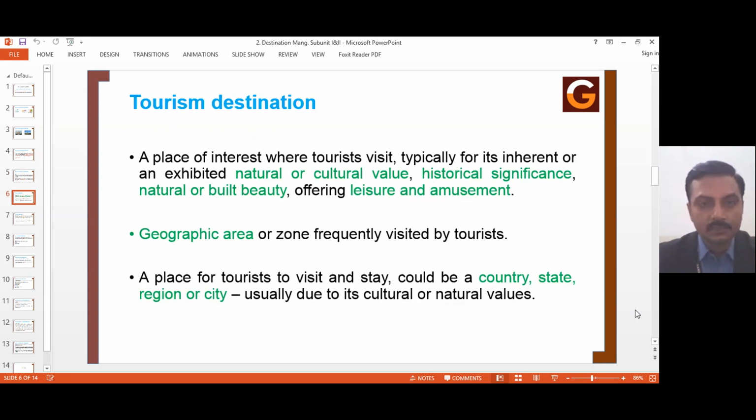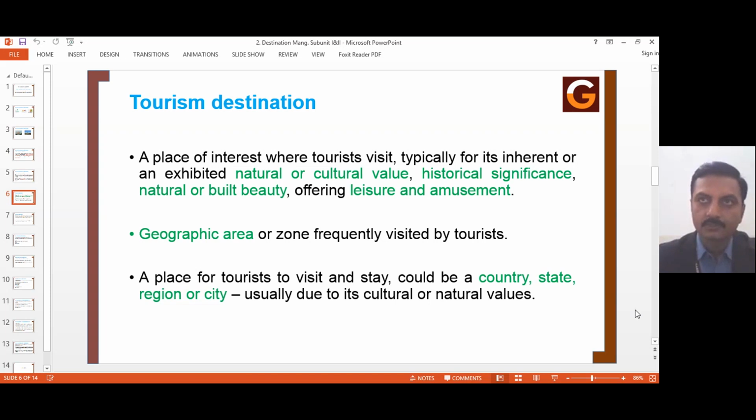So we can define the tourism destination as it may be a natural or cultural value place. It may be having a historical significance. It may be related to natural or built beauty, offering leisure and amusement. Sometimes we find that at a destination there is some kind of amusement activity, some kind of games, some kind of fun activity offered by the destination promoters.